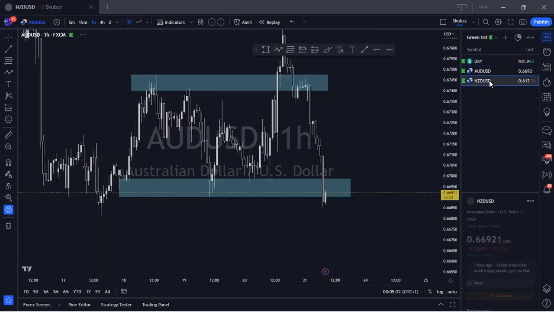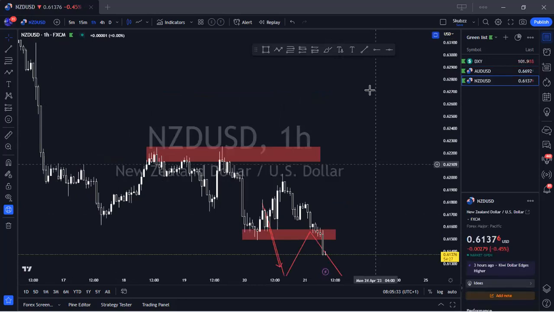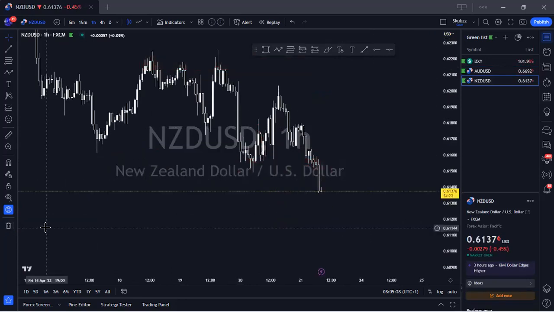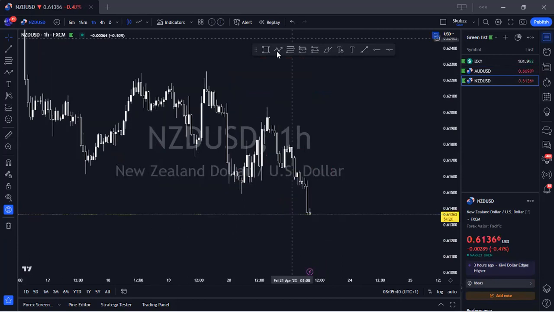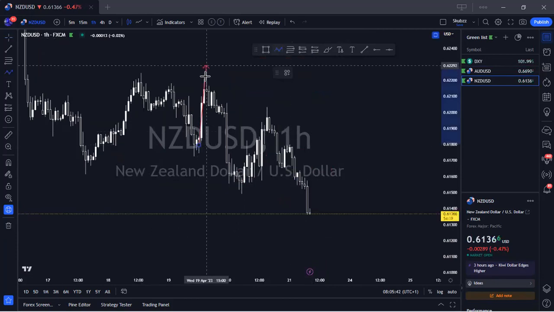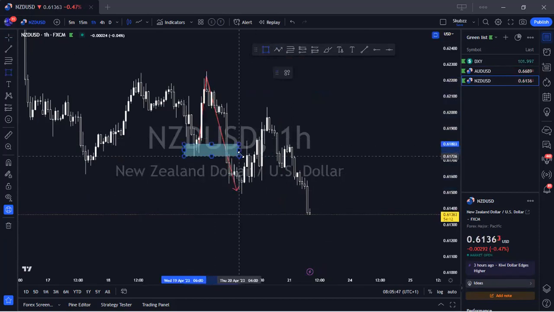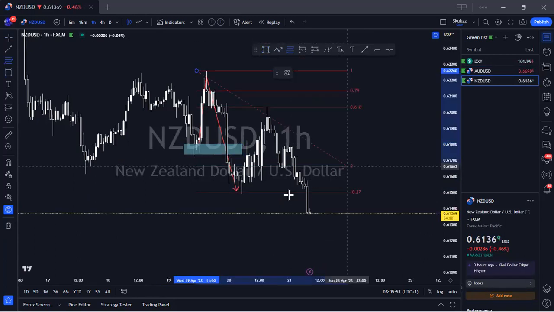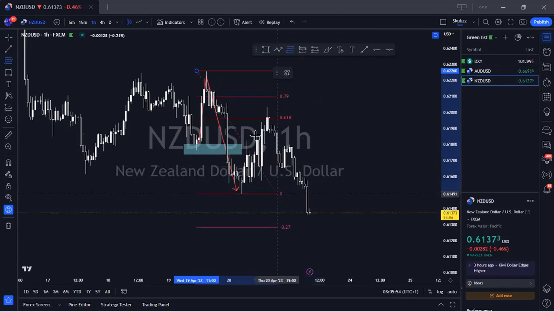Then we have NZD/USD. NZD/USD actually had a nice setup yesterday, but I think we did not see it. Price created that high, we created this low, which actually broke below here. Now price went back and retested exactly that 0.618 of our Fibonacci. We basically just tapped it exactly and then sold massively to the downside.